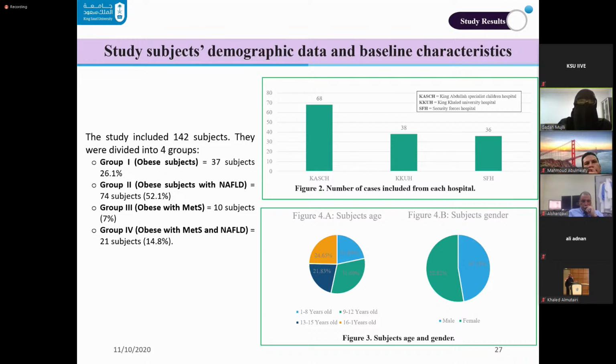The study included 142 subjects. They were divided into 4 groups. Group 1, which is obese patients, included 37 subjects. Group 2, obese with NAFLD, included 74 subjects. Group 3, obese with metabolic syndrome, included only 10 subjects. And the final group, which is obese with metabolic syndrome and NAFLD, included 21 subjects. From CASH, we included 68 subjects. King Khalid University Hospital included 38, and Security Forces Hospital 36.